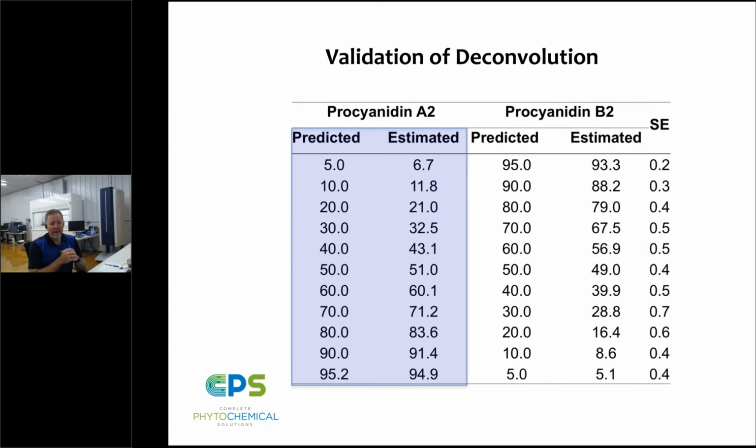We validated this application using 11 different ratios of A-type to B-type blends from 5% to 95%. And we were capable of estimating within 3% of our known blended ratios, demonstrating that this is a very powerful tool for not only identifying pure adulteration, but also partial adulteration of products in the marketplace.